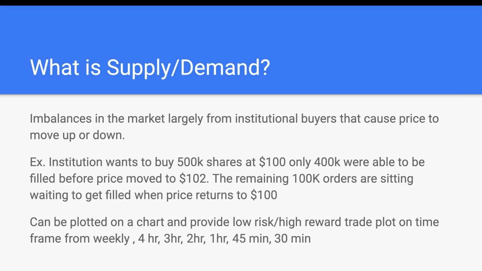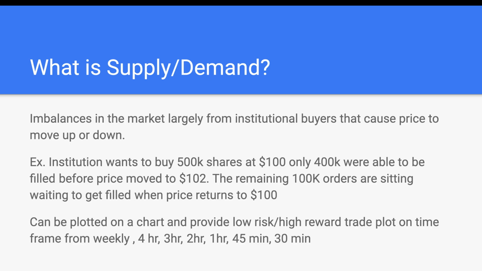So just like in any economic thinking, if there's an excess supply, more supply than there is demand, you're going to have an imbalance. So when there's an imbalance in the market, largely from institutional buyers, that can cause the price to move up or down. That's what causes fluctuation in price, not typically retail traders that are buying 1 to 100 shares. It's your institutional buyers like ARK Invest or any other big hedge funds that are buying millions of shares, hundreds of thousands of shares. If they're buying shares, they're the ones that are moving the market.